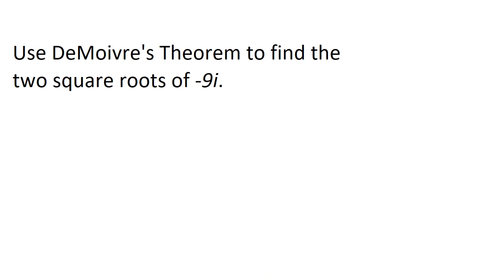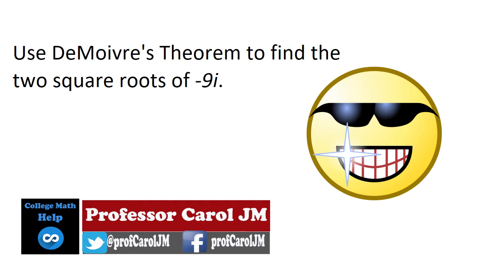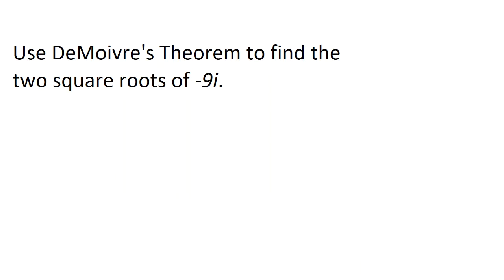In this problem, we're going to use DeMoivre's theorem to find the two square roots of negative 9i. This is really cool stuff. I love this stuff. It really helps you to see that the number system is not really what you thought. It's a little bigger and more complex.